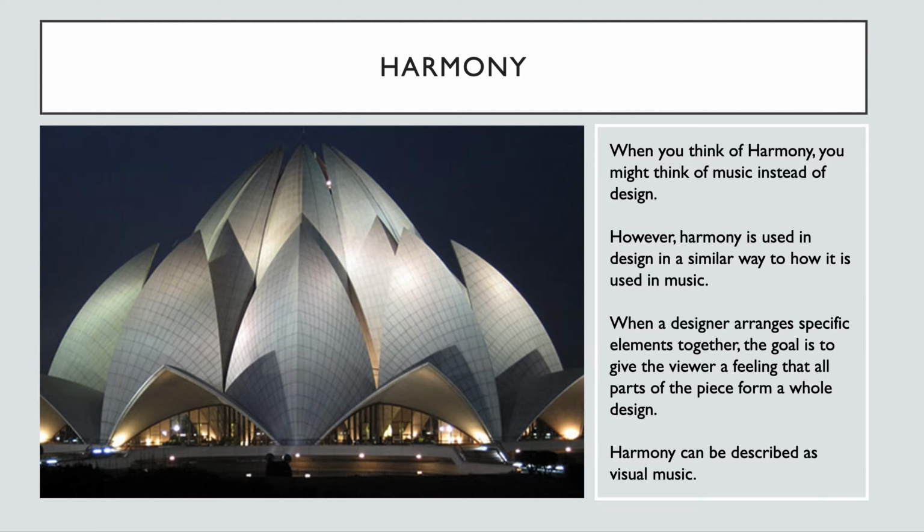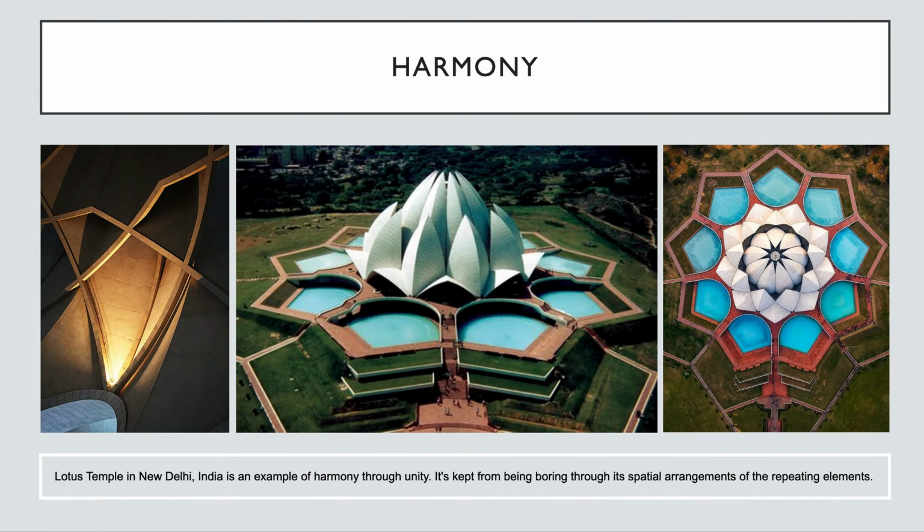And this is the Lotus Pavilion. I usually reference what the building is, and I realized I didn't here. But here it is on the next page. Oh, Lotus Temple, sorry, I thought it was Pavilion. You can see it as an example of harmony through unity. It's kept from being boring through the use of spatial arrangements and repeating elements, but also scaling them, right? So these inner elements are similar to these, but they're different. They're the same but different. And even this shape is the same but different.